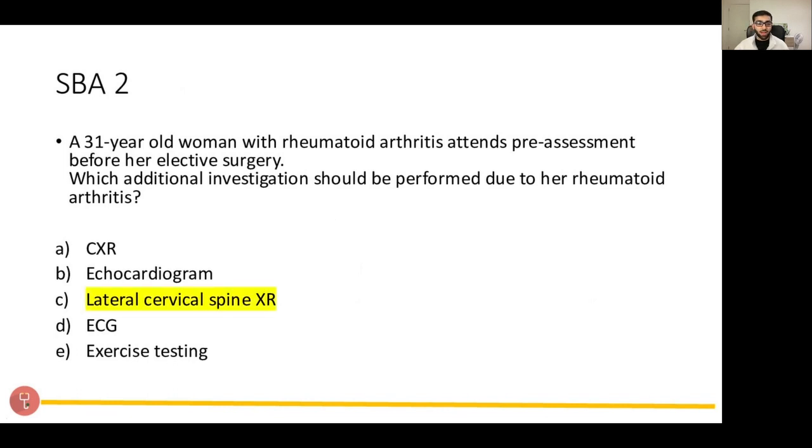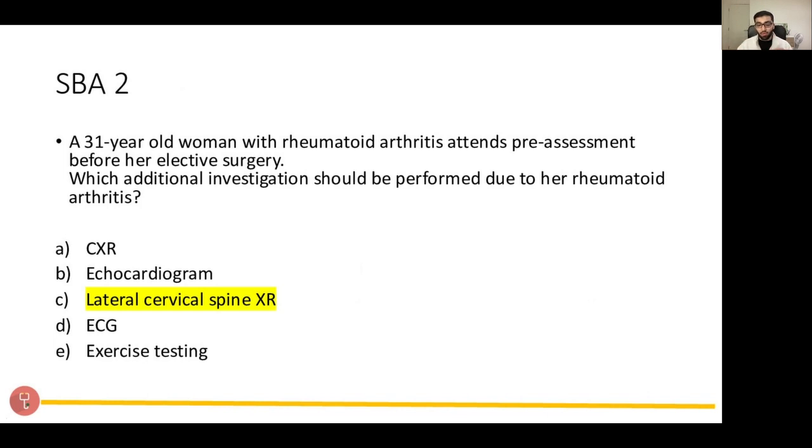So the answer here is lateral cervical spine x-ray. And a lot of you might be thinking, what on earth is this? So let's go through each answer one by one, and then we'll talk about the correct answer. Firstly, chest x-ray. There's no specific mention here of any chest disease or any chest signs. So those are the two kinds of things that will indicate to get a chest x-ray. Secondly, echo-wise, there's no indication of any valvular disease or any heart failure.